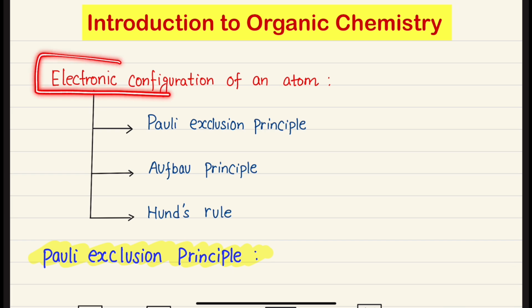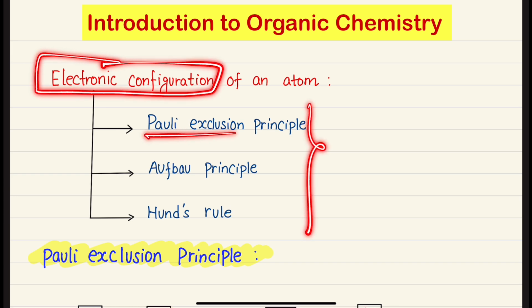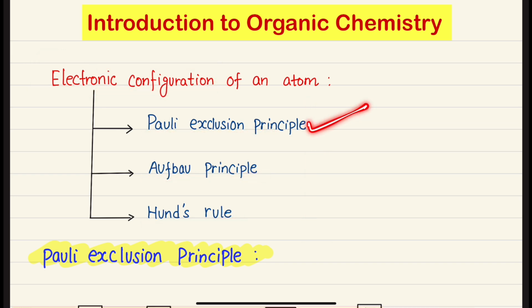But before going to this topic, we have to study these three terms first. First is the Pauli Exclusion Principle, then the Aufbau Principle, and Hund's Rule. We must know all these three terms before going to electronic configuration. So the basic idea of electronic configuration is that it describes how the electrons occupy the atomic orbital inside an atom. Understood? Now we will see the terms one by one.